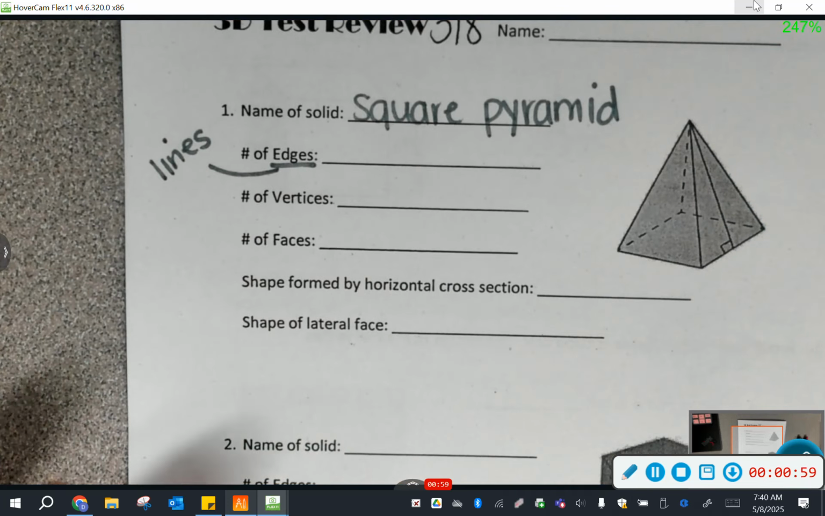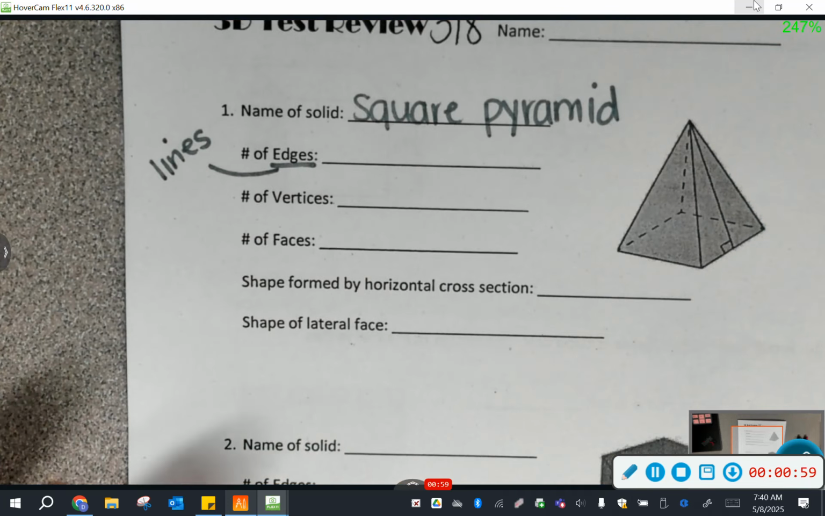What are vertices? The little points. How many points do we have here? 3, 4, 5. And how many faces are there? How many flat surfaces? There are 4 around, 1 on the bottom, which you are right, is 5 total.